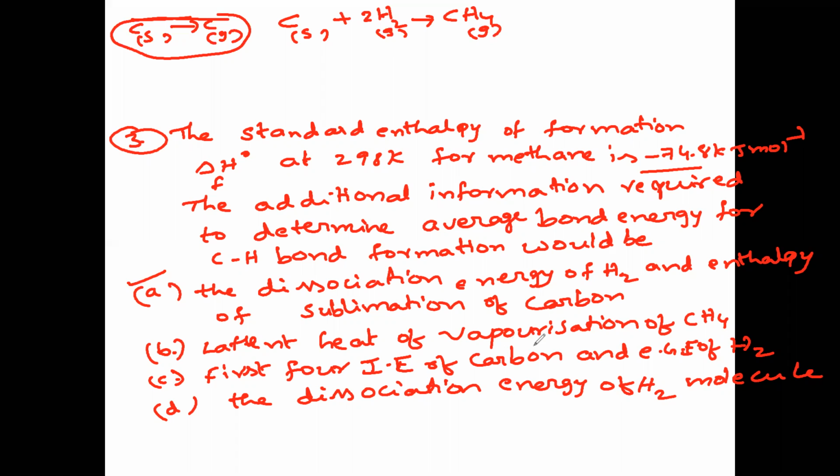The latent heat of vaporization of methane is nowhere related. And the first four ionization energies of carbon and electron gain enthalpy of hydrogen are also not required. The bond dissociation energy of hydrogen alone is not enough; if only the hydrogen molecule is there, what about carbon? That also we should know. So the additional information required is the bond dissociation energy of hydrogen and the enthalpy of sublimation of carbon. Both things are required. I hope it is clear. So this is question number 3, and the answer is the first option.